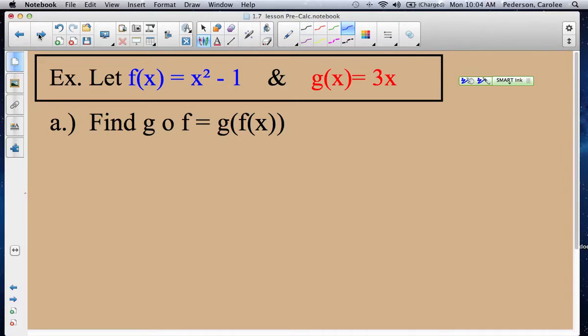Let's do the opposite now. Now we're going to do the g of f of x. So where are we going to start now? What function are we going to start with? We're going to start with f. Look at the innermost parenthesis first. Take f of x.